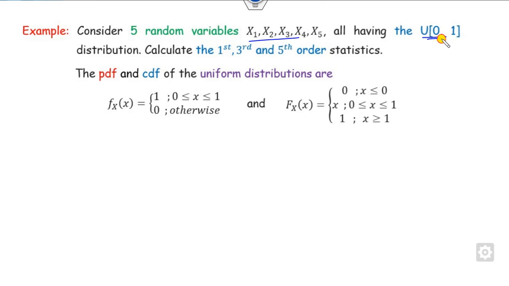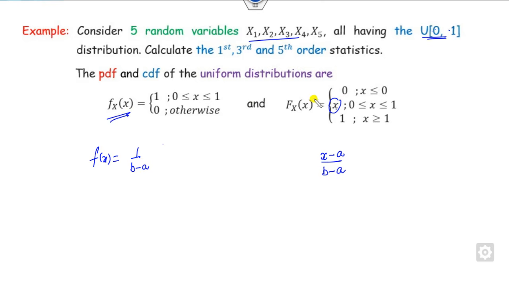Since it is uniform, you can write the PDF. What is the PDF of the uniform distribution? 1 upon b minus a. So 1 minus 0 is 1. What is the CDF of the uniform distribution? x minus a upon b minus a. So a is my 0, b is my 1. So you can write like here.